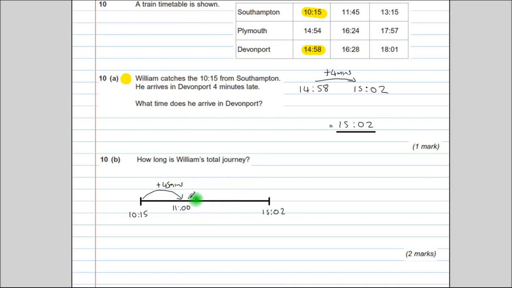Then I'm going to add on a few hours to get me to 1500. So in order to do that, 11, 12, 13, 14, 15, I'm adding on 4 hours. And then to get from 15 to 15:02, I need to add another 2 minutes. So altogether, it's taken him 4 hours. And we had 45 minutes here and 2 minutes here. So that's 47 minutes. So 4 hours and 47 minutes.